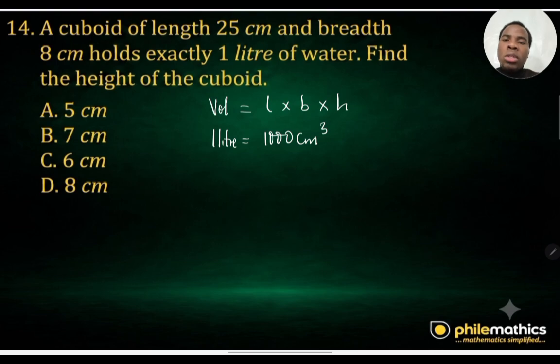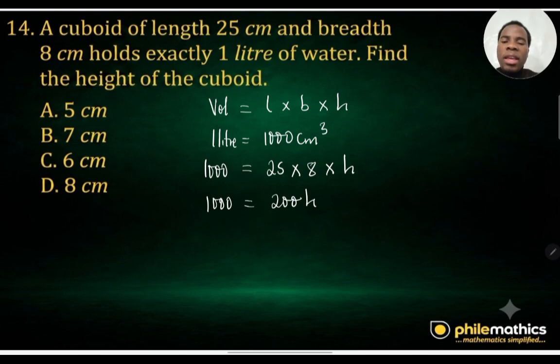This is what we will use here since our length and breadth are in centimeter. So we'll have 1,000 centimeter cube. Our length is 25, breadth is 8, and height is what we are looking for. 25 times 8 is simply 200, times h is 200h.